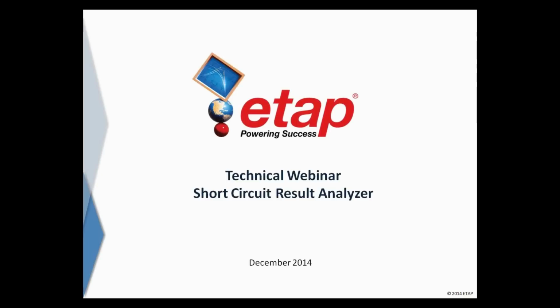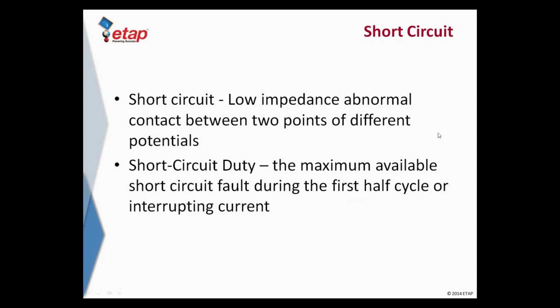Okay, so let's go ahead and begin today's session. I want to start off with just some basic concepts, as a refresher for everyone. So what's a short circuit? Well, a short circuit is a low impedance abnormal contact between 2 points of different potentials. A short circuit duty, which is what we use ETAP to evaluate protected device capability, is the maximum available short circuit fault during the first half cycle or interrupting current.